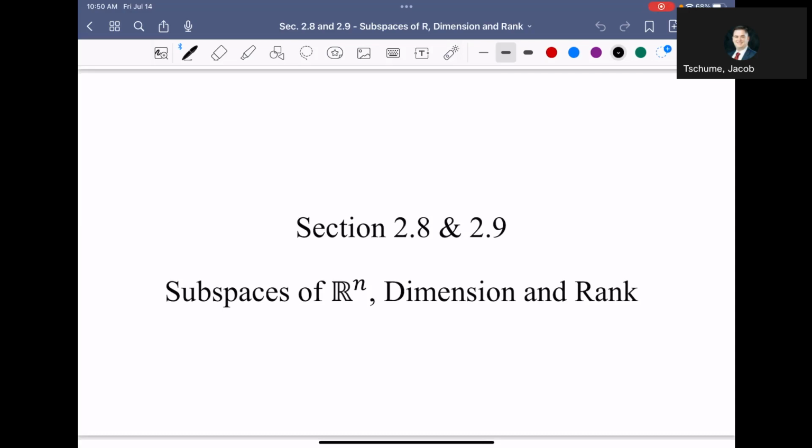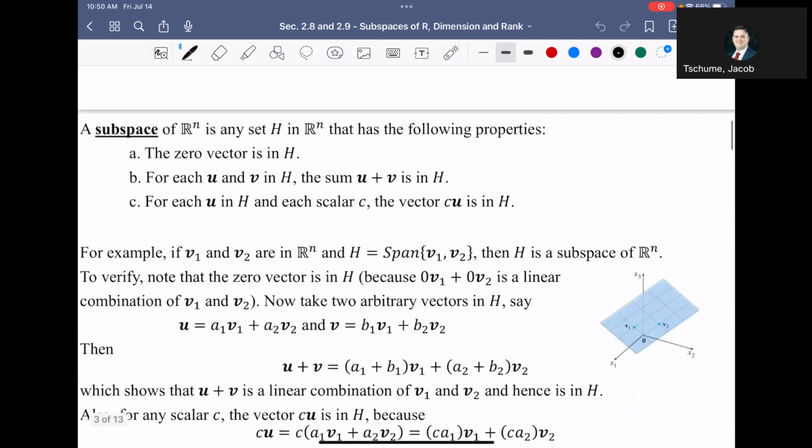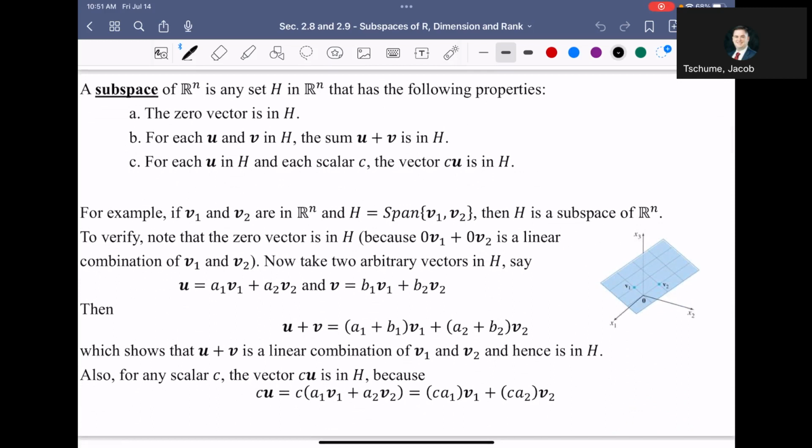So we're going to do sections 2.8 and 2.9, where 2.8 talks about subspaces of the nth dimension. And then in 2.9, we'll get into more of the idea of what dimension and rank are when it comes to matrices. So a little bit of talking here at the beginning. We've got some new definitions we want to go over, with the big one being subspace.